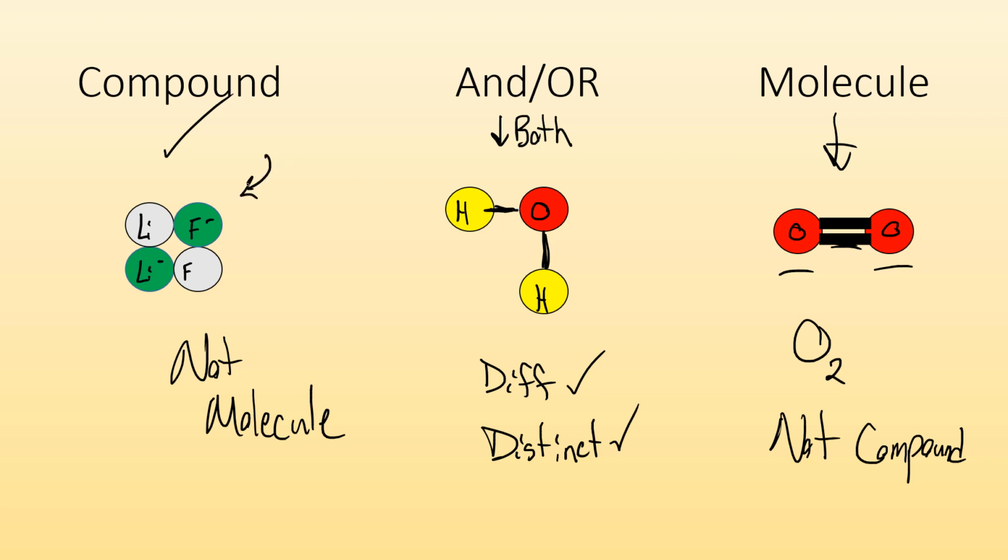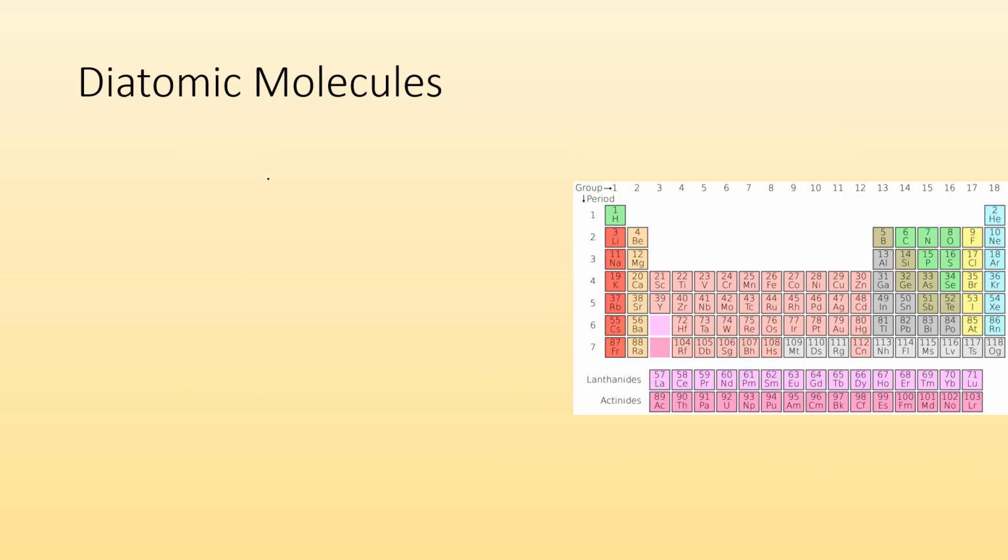Whereas in this example of lithium fluoride, well, this should be lithium. This fluoride ion can be attracted to that lithium ion, but it could also be attracted equally so to that one. So there are no distinct molecules. Hopefully that helps clarify some things.